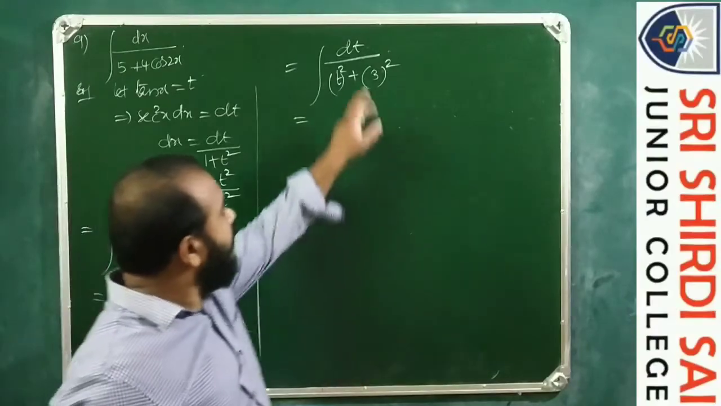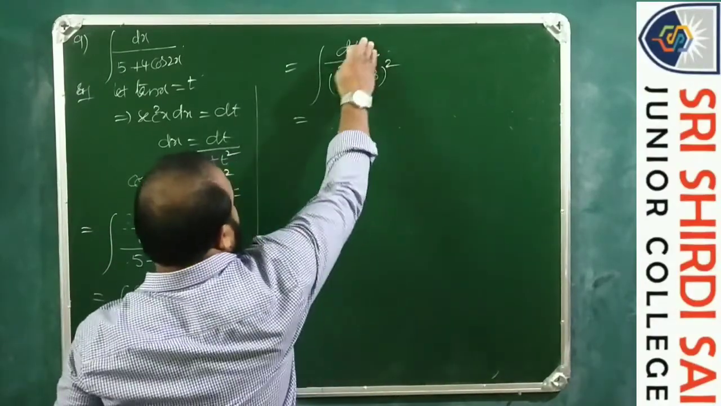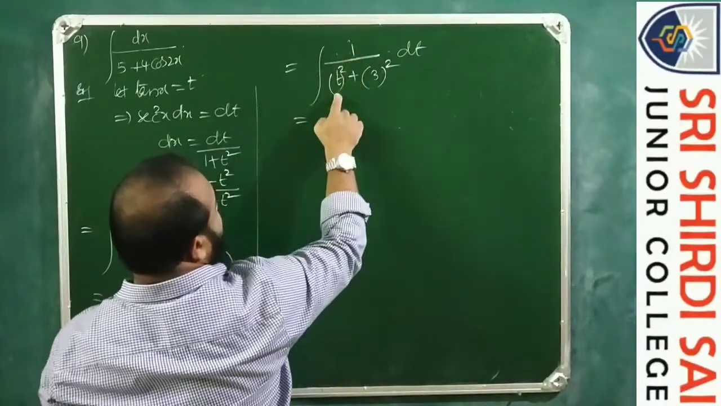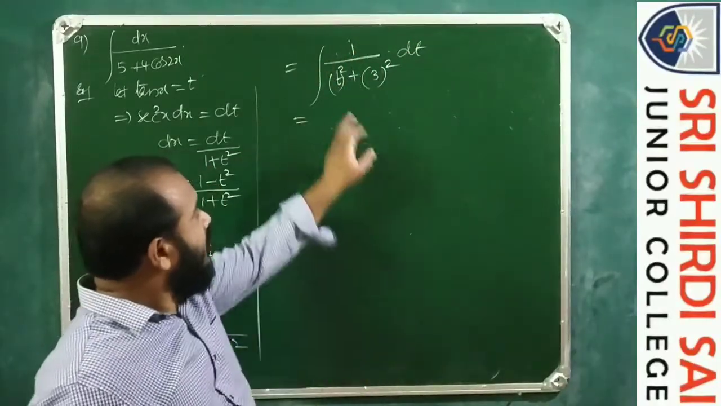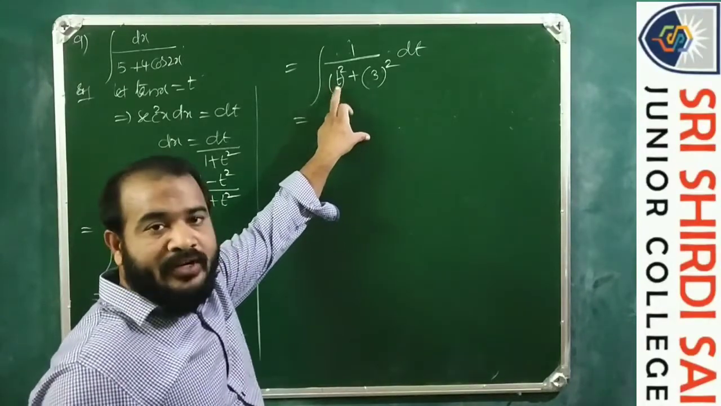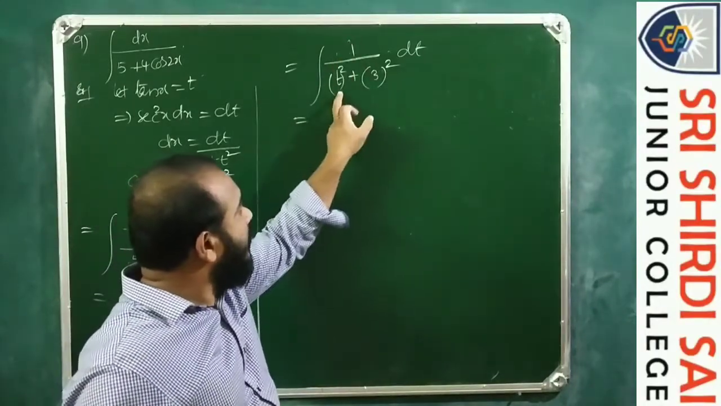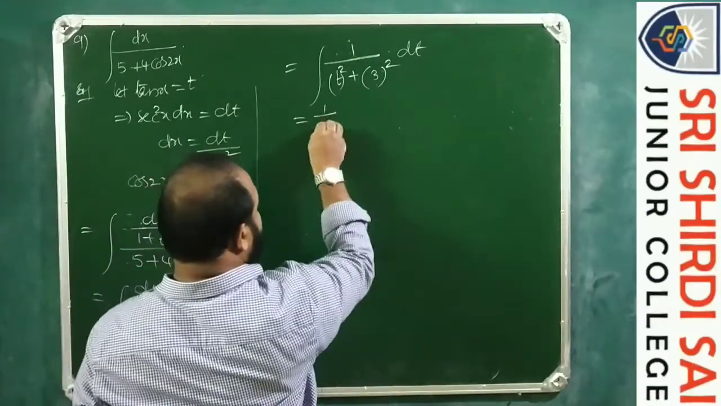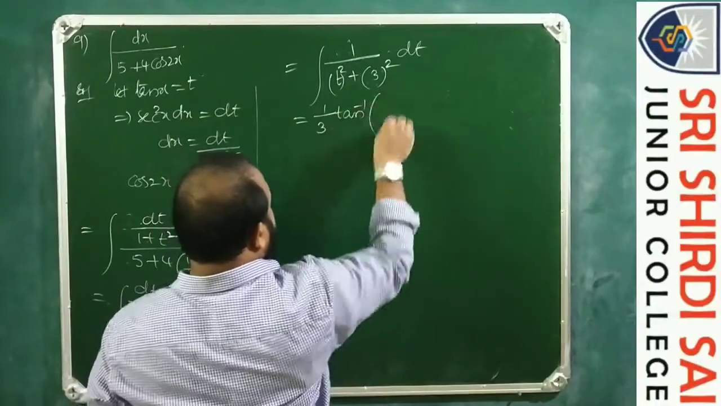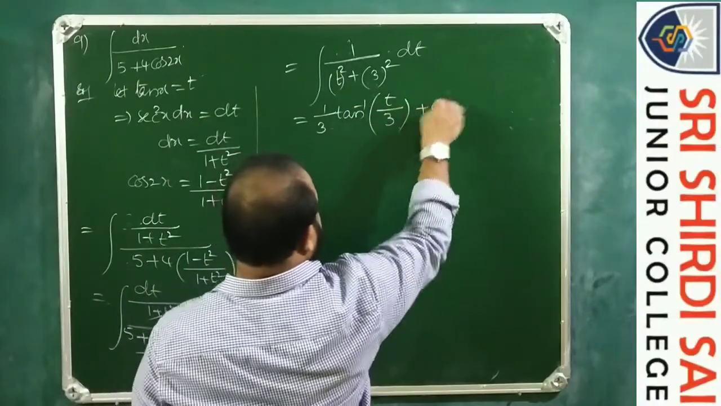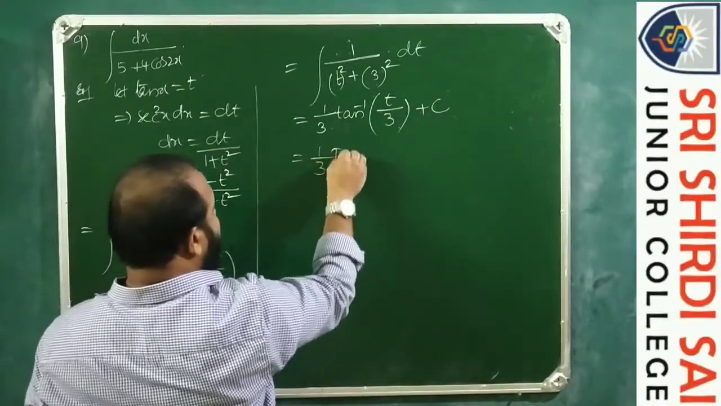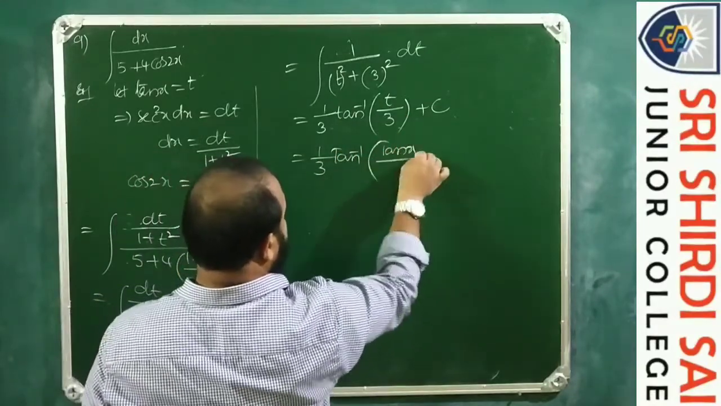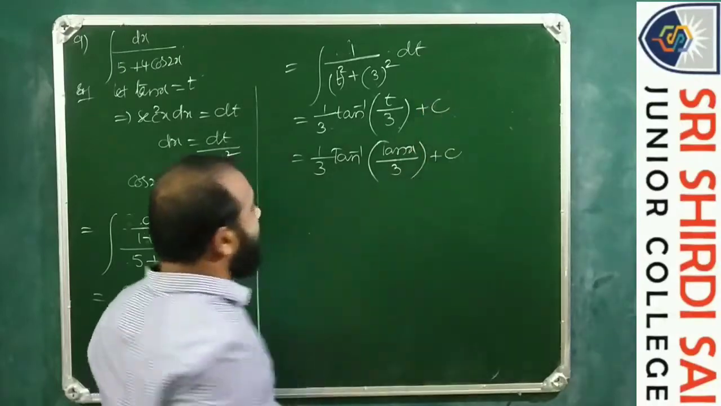This is of the form integral 1 by x square plus a square dx, right? So the term which contains x is to be treated as x. So the integral of 1 by x square plus a square is 1 by a tan inverse x by a. So 1 by a here is 1 by 3. Tan inverse x by a, that is x by 3, plus c. So the answer is 1 by 3 tan inverse x by 3 plus constant of integration c.